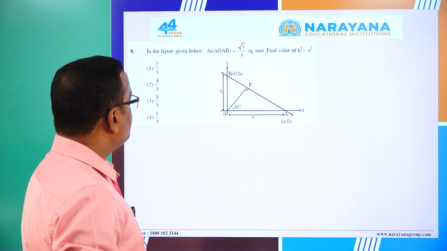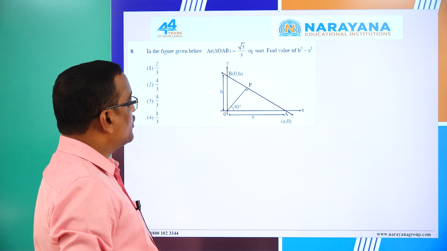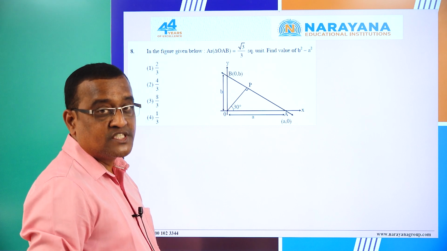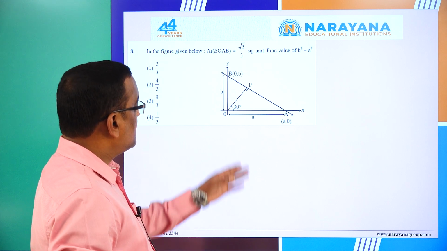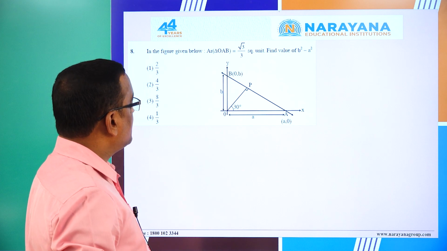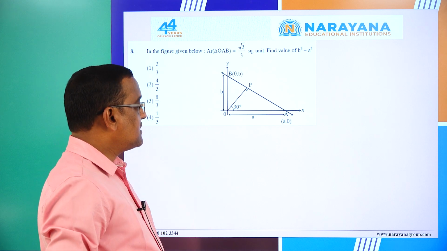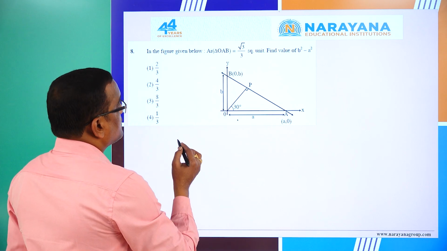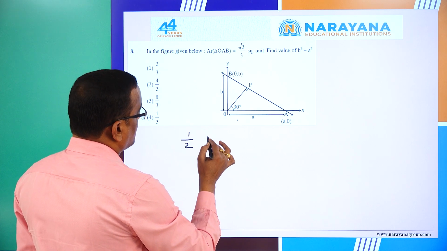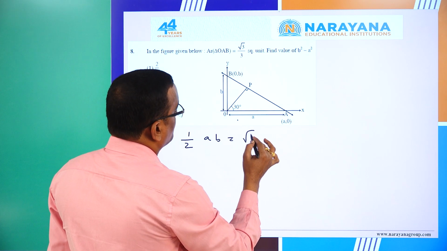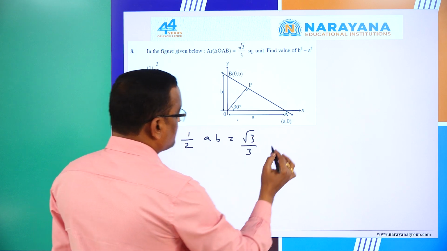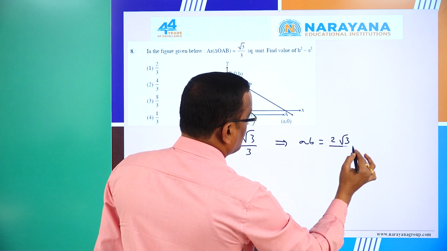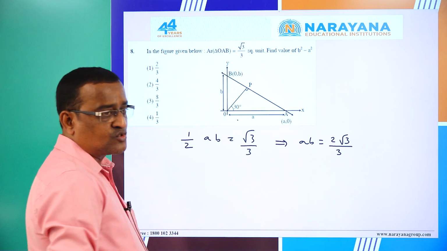In the figure given below, area of the triangle OAB is root 3 by 3 square units. Find the value of b square minus a square. Observe this diagram. Area of the triangle OAB is half into base into height. Here base is a, height is b. So, half into ab is equal to root 3 by 3. From this we get ab is equal to 2 root 3 by 3, or it is 2 by root 3.